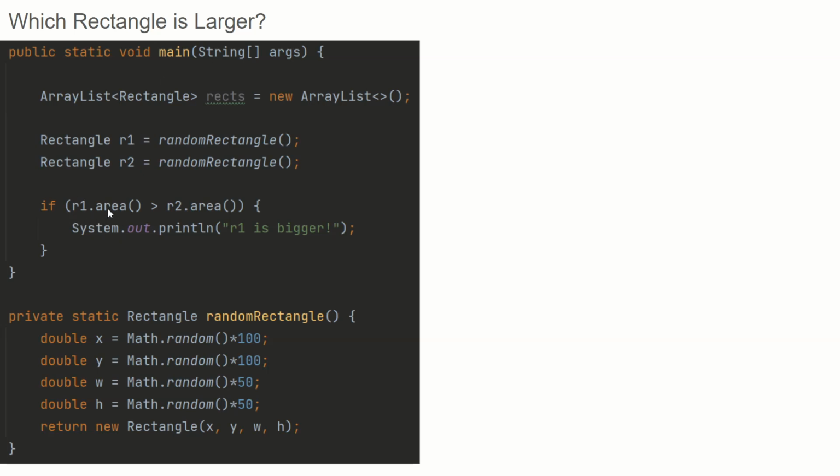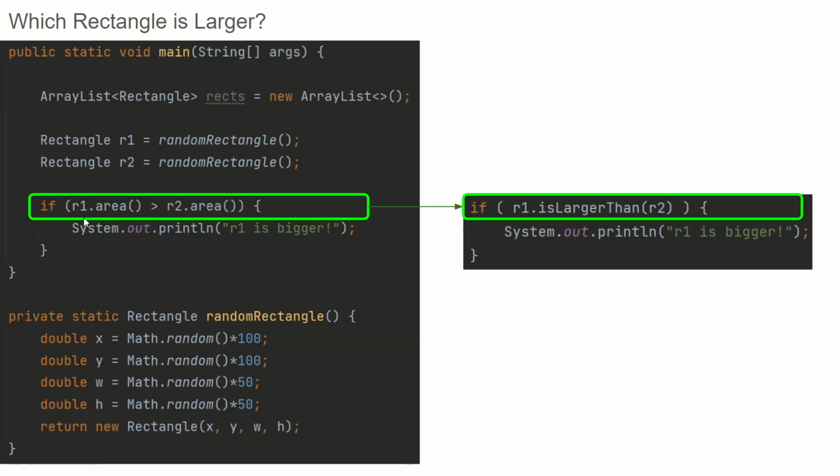I'll say R1, what's your area? Is it larger than R2's area? If so, R1 is bigger. What I want to show you is how we might rewrite this part. So instead of having main ask R1 for the area and ask R2 for the area and compare them, what if we leave the object in charge of deciding how it compares to the other one? So instead of typing this, we could type R1.isLargerThan(R2). Think about it like a question. R1 is larger than R2. So this is going to return true or false, but it should do the same thing.